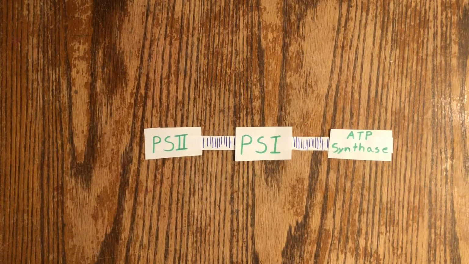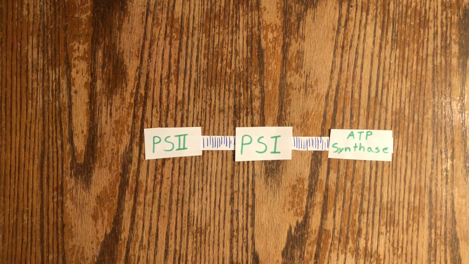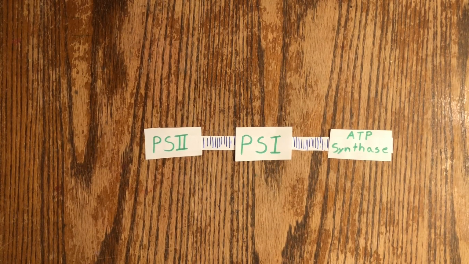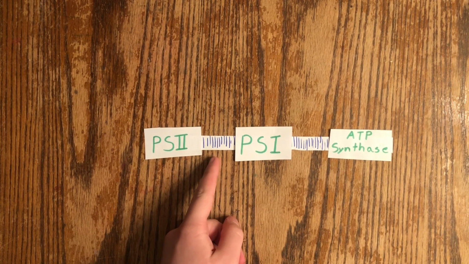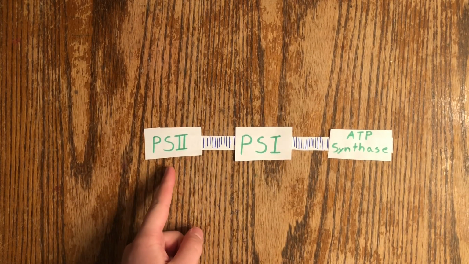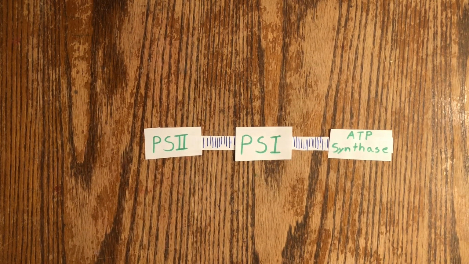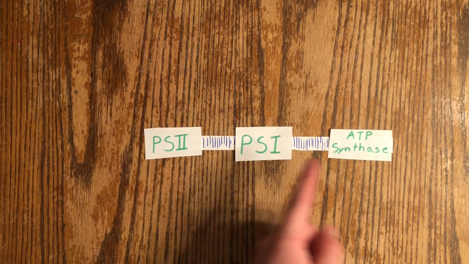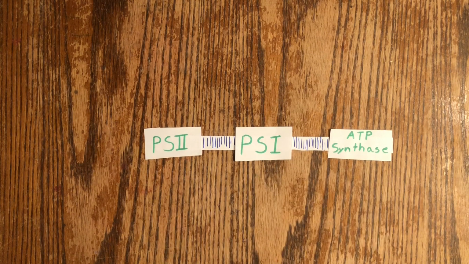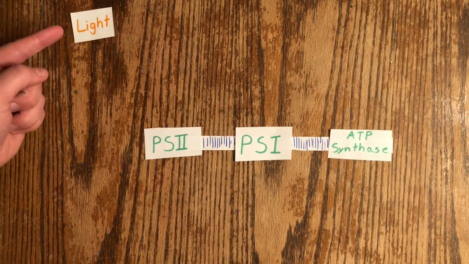What you are looking at now is a crude attempt of a zoom in on a thylakoid membrane. The thylakoid is the weird disc thing inside the chloroplast. The membrane is a phospholipid bilayer. This is photosystem 2, and this over here is photosystem 1. This is, as it's labeled, ATP synthase. Our journey begins at photosystem 2, where light enters into the system.